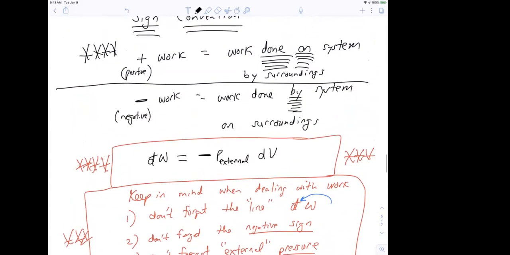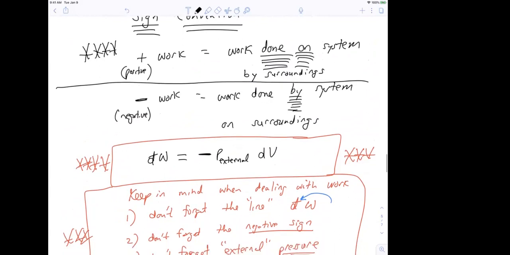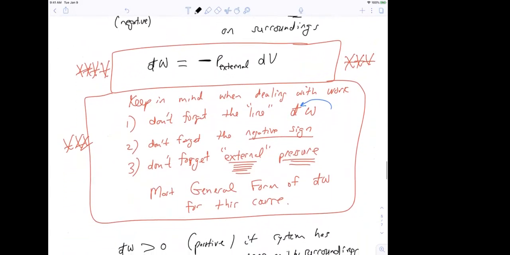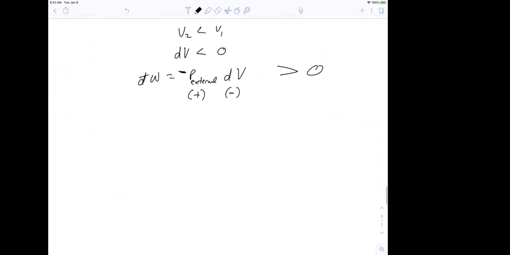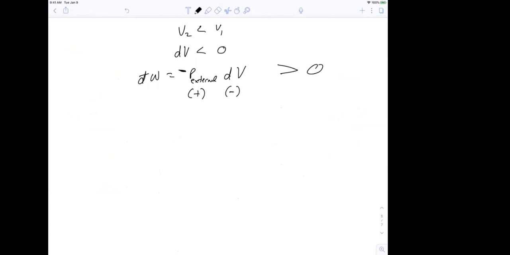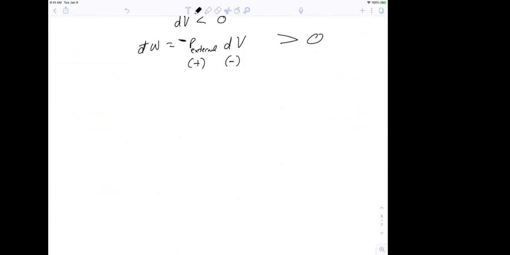Okay, and so that goes back to this idea of our sign convention, where positive work is work done on the system by the surroundings, and negative work is the work done by the system on the surroundings. Okay, any questions on that? Any questions at all? Okay, I think it's fairly straightforward, and I'm taking some time so that everything is clear to everyone. I don't want to rush through this because it's so important. Okay, awesome. So now let's see what this line means.